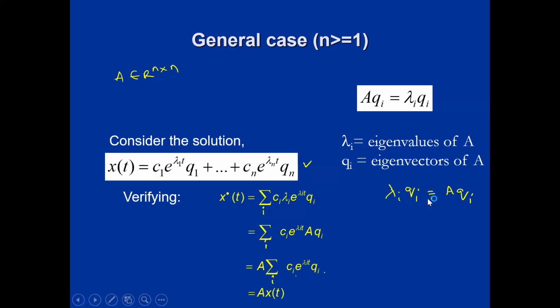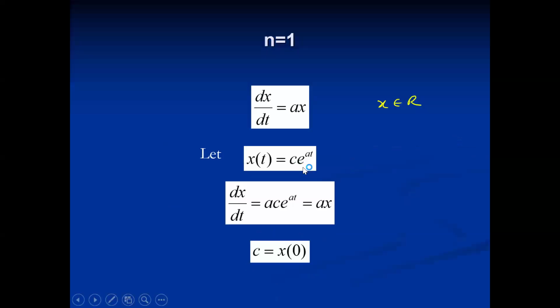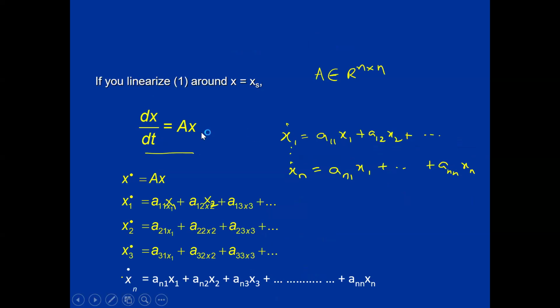If you substitute this, lambda i qi becomes A qi, and since A is the common factor to all these terms, A comes out, and you get sigma ci e power lambda i t times qi. This expression is nothing but x of t itself. That's the assumption that we made initially. So if you substitute that in here, you get A x of t. So x dot is equal to A x of t. Basically, we have shown that this entire expansion is the solution for this linear dynamical system.